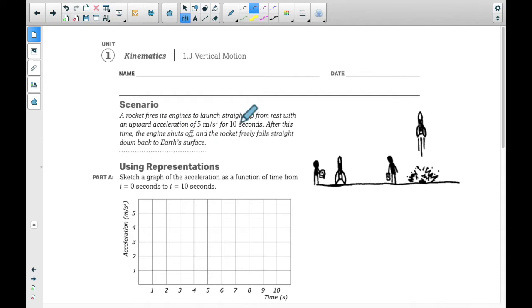Okay, so it's firing its engine for the first 10 seconds. It has an acceleration of 5 meters per second squared. Sometimes when people see this problem, they want to take out gravity. This is the actual net acceleration. So that is the acceleration. All we need to do is draw a straight line because that's the acceleration for the entire 10 seconds.